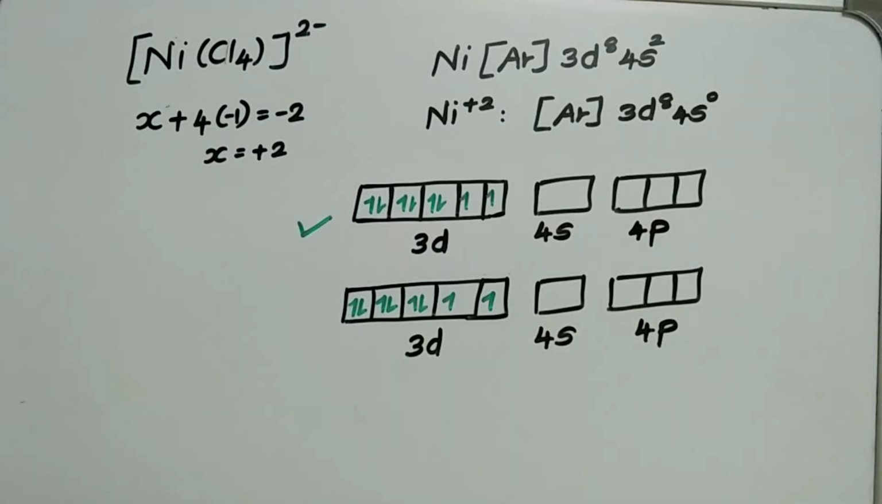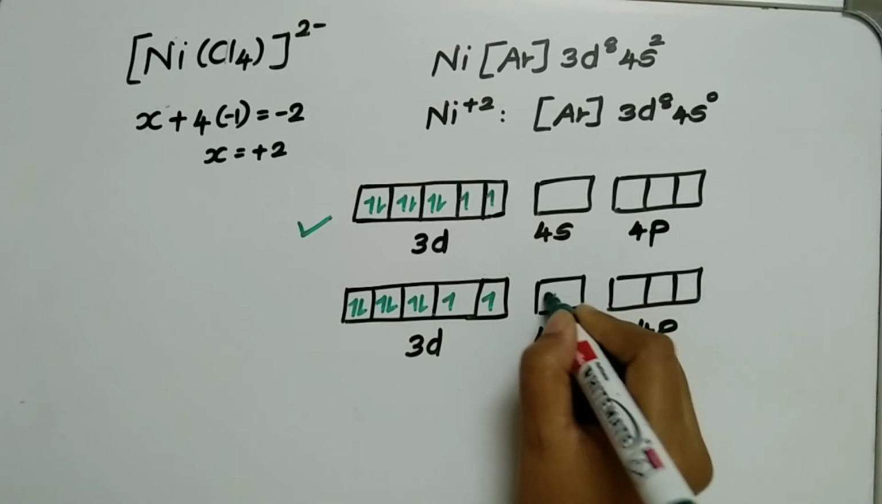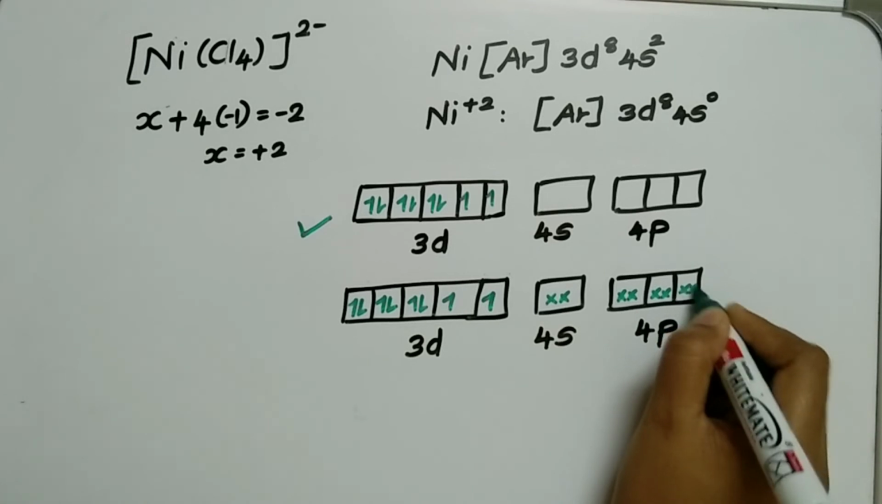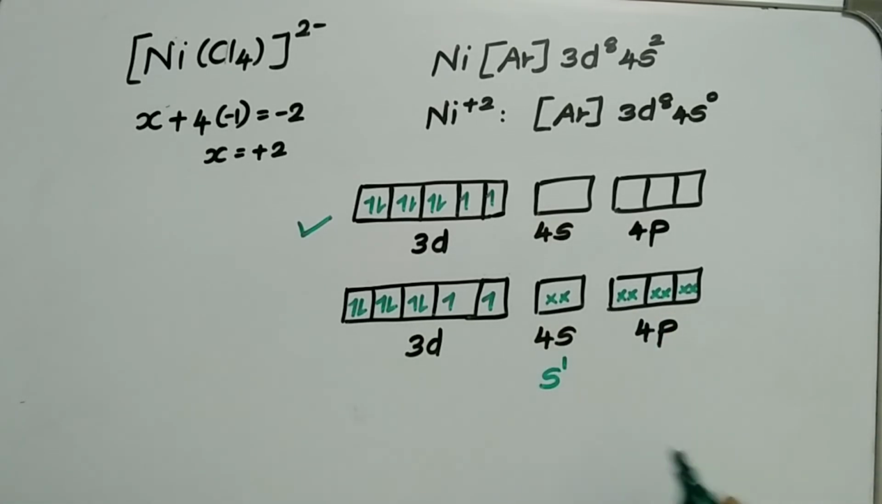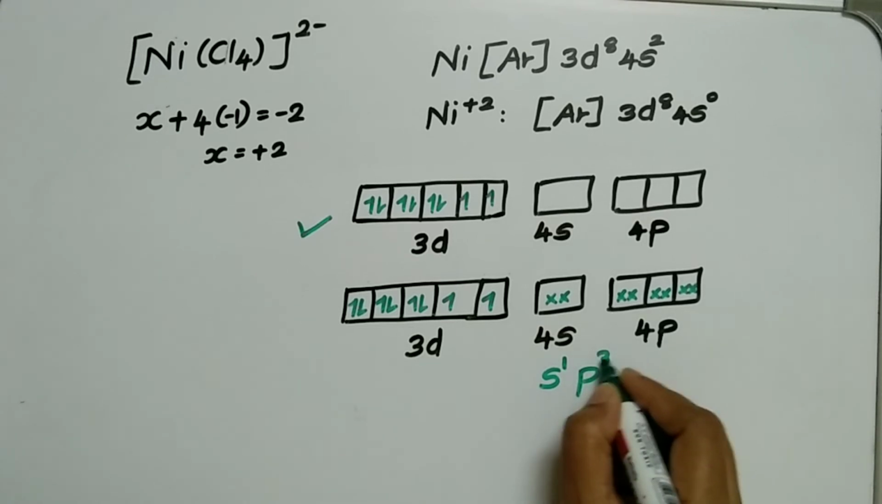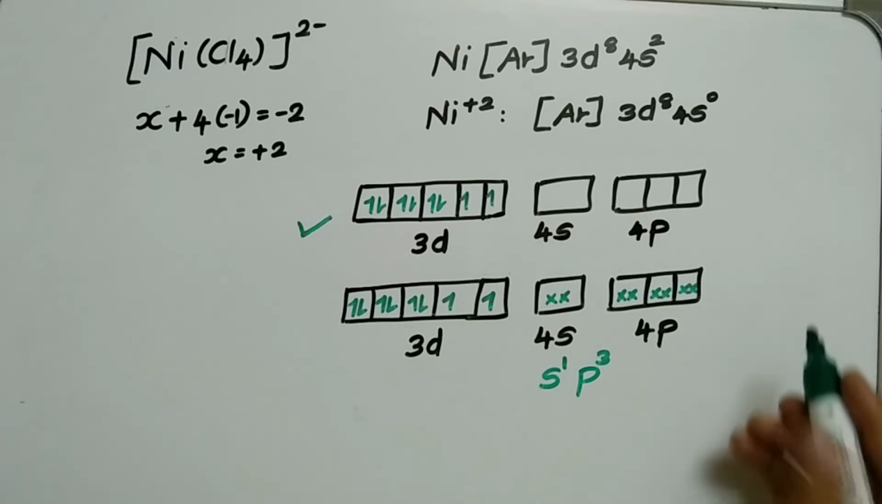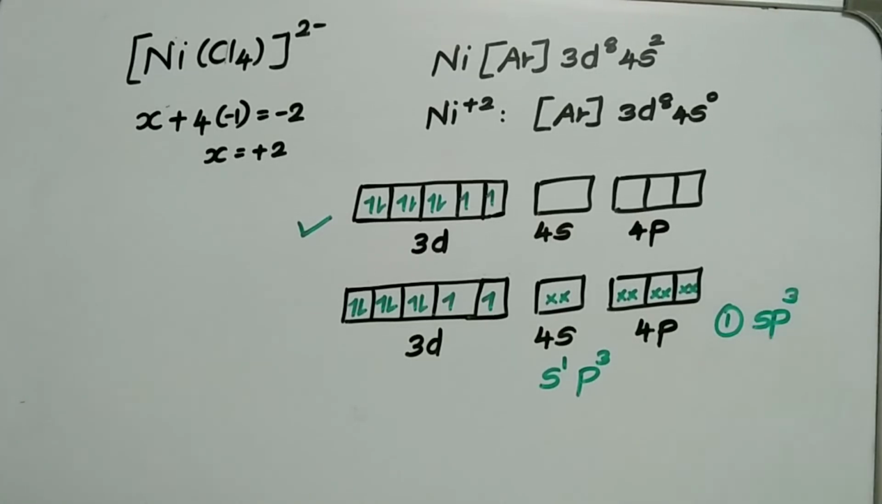Now, how many ligands are there? 4 ligands are there, right? 4 ligands need empty orbitals. So, the first ligand, second, third and fourth. Which orbitals are we using? We are using one s and three p. So, what is the hybridization here? sp3. sp3 is the hybridization.